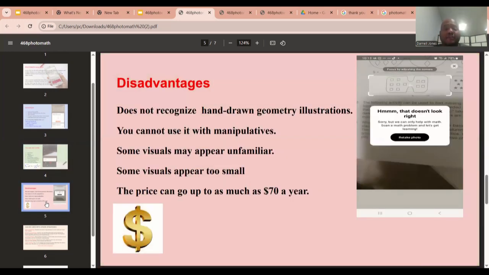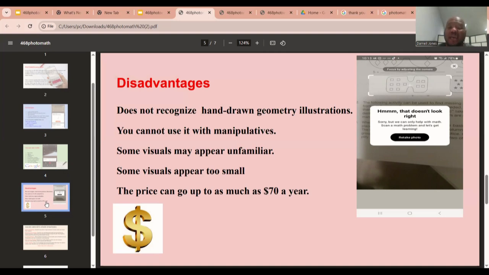Now, these are some of the disadvantages. It does not recognize hand-drawn geometry illustrations. So if you draw certain lines and triangles, it cannot recognize them if you draw them, but it can recognize if you're doing problems with numbers and different symbols.